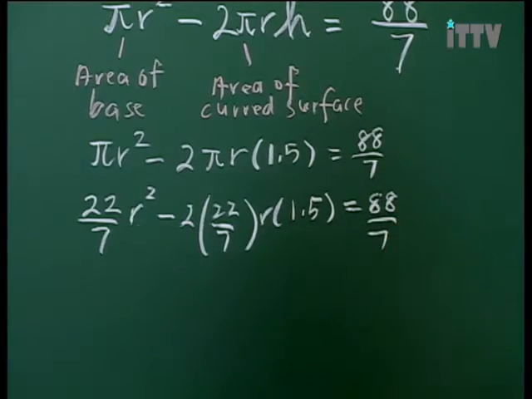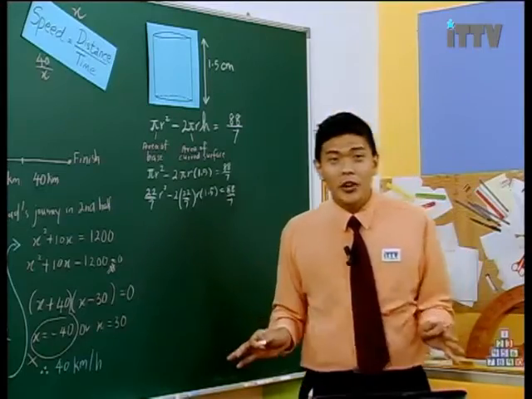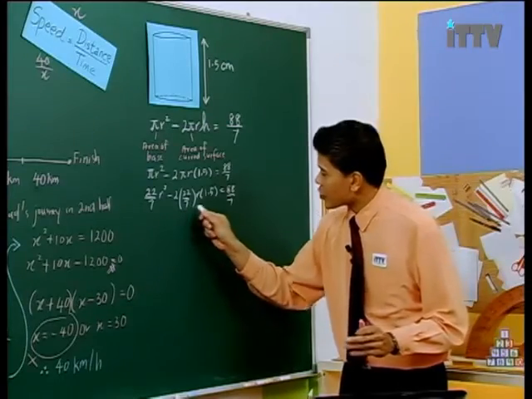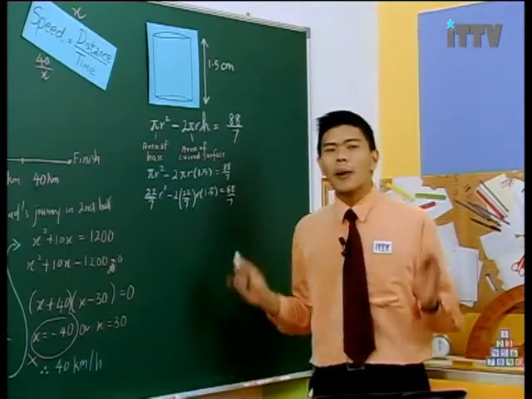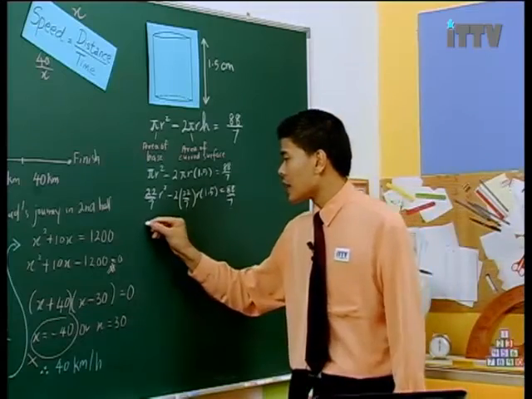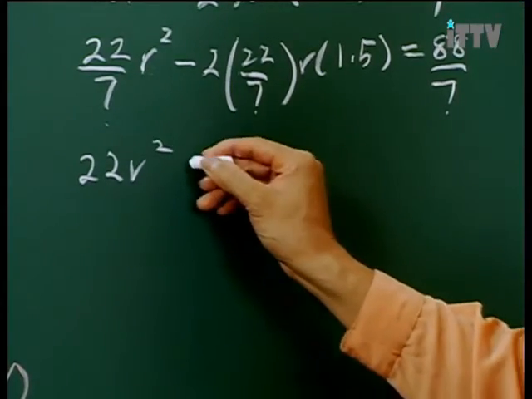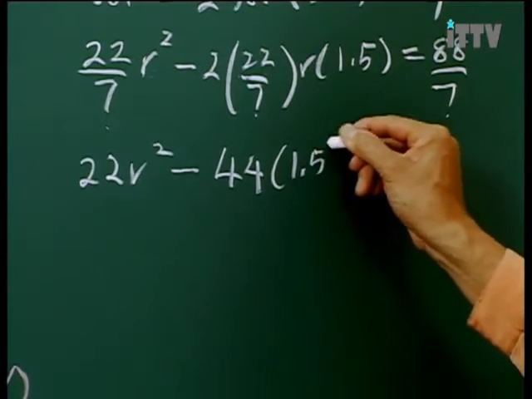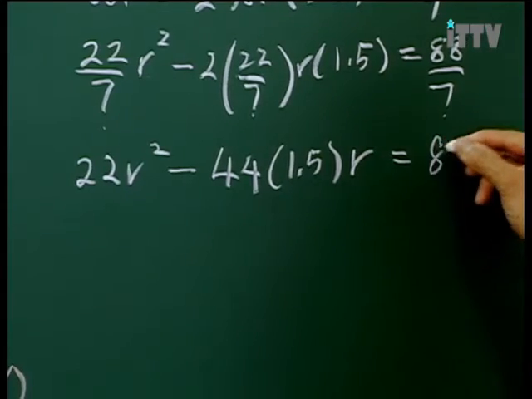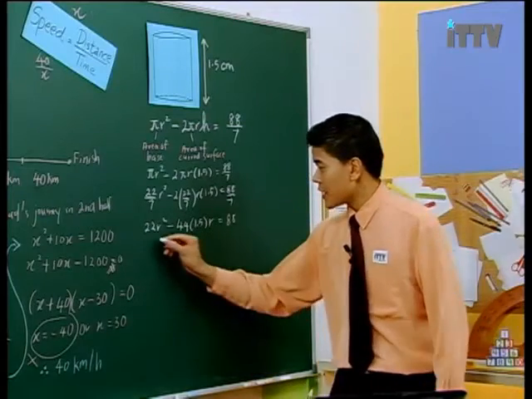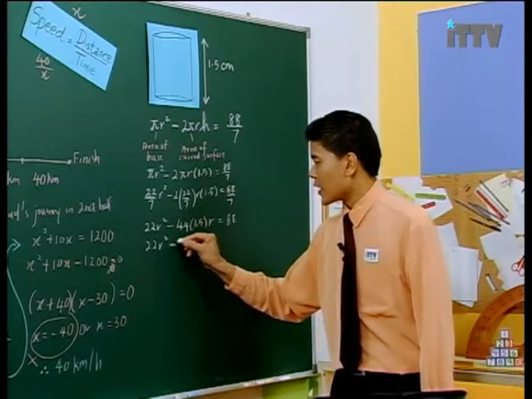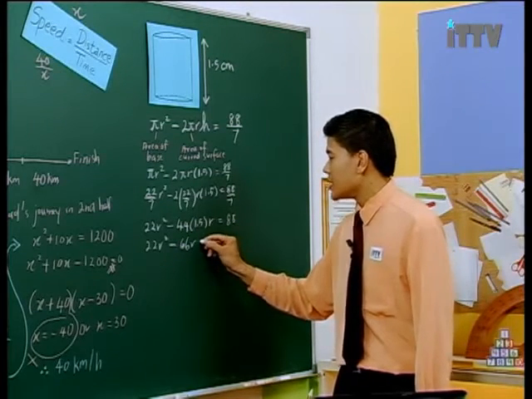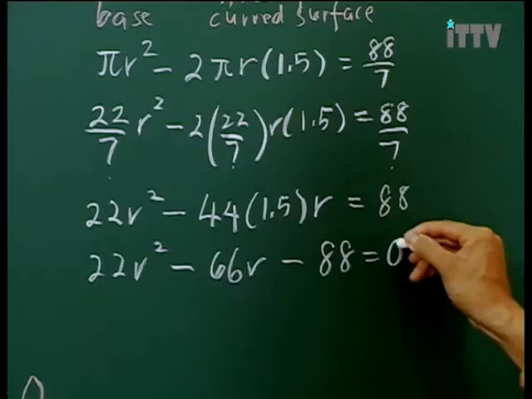And now, how can we make this equation simpler? Because it looks very complicated, right? Every term can be multiplied by 7 to get rid of the denominators, which are all 7. So multiply all at once by 7, and you will get 22r squared minus 44 bracket 1.5 r equals 88. You're almost there. Simplify and take your time. This multiplied gives you 66, equals 88. Change it into general form.